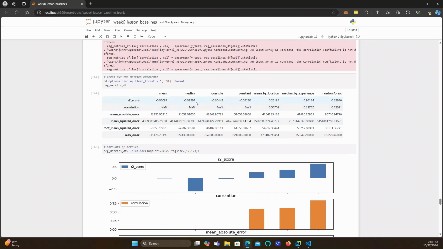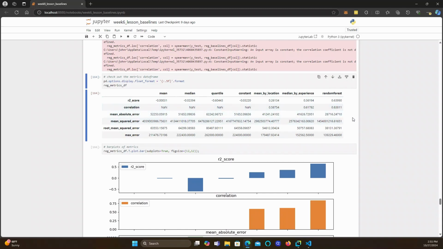Our R2 score, you want this to be closer to 1. Closer to 1 is better. 1 means that it's predicting everything exactly perfect. Negative means that it's worse than guessing, I guess. I don't know. Negative is bad, all right? You want it to be as close to 1 as possible. And you can see that our random forest regressor was actually way better when it comes to R2 score than anybody else. Skip correlation for a second.